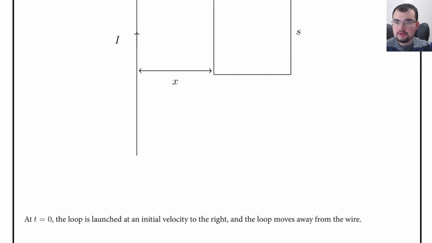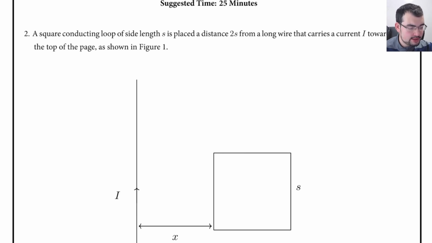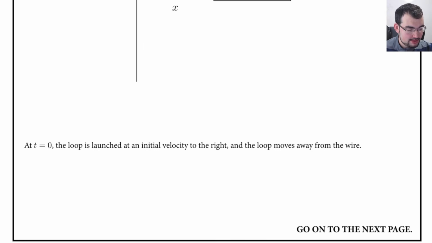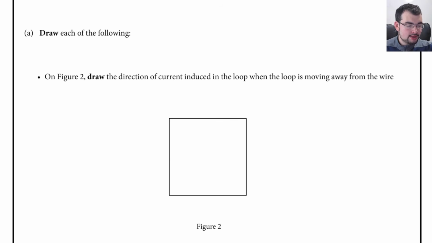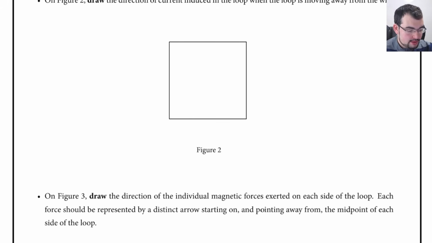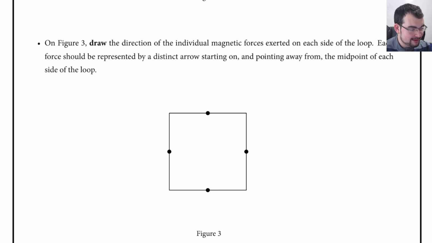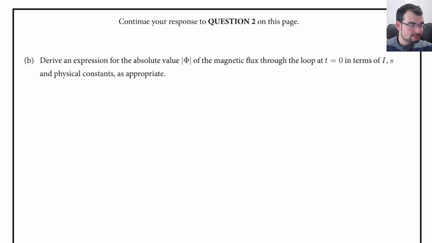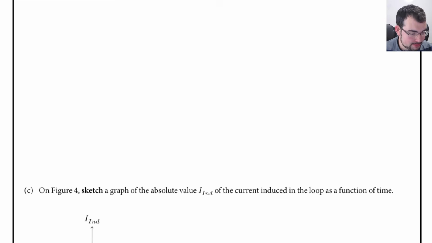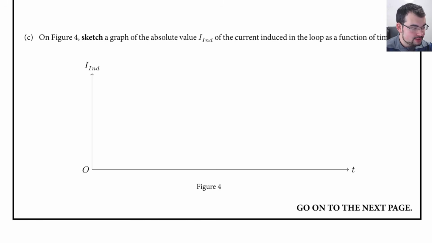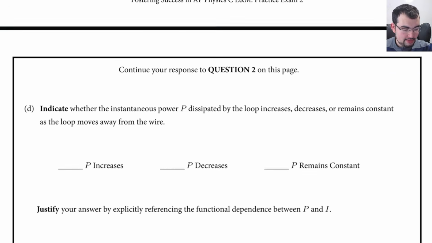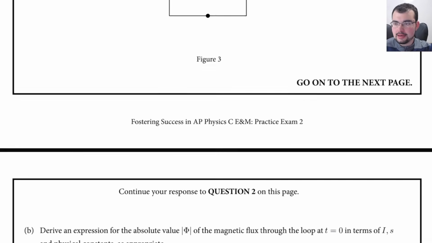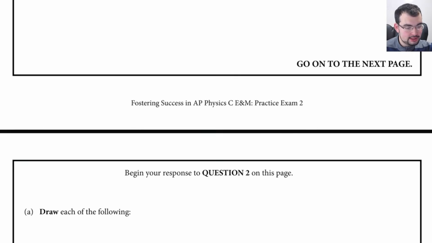So a good thing to do with the TBR is read A, B, and C, because a good TBR is about doing 3 problems in parallel. So we have to draw the direction of the current induced in the loop. So this is an induction problem. Then we have to draw the direction of the individual magnetic forces exerted on each side of the loop. Then for our derivation, we want to derive an expression for the initial magnetic flux through the loop. Then we want to sketch a graph of the induced current in the loop as a function of time. And then we have some sort of indication. So A, B, and C are related, and then D is like the extra extension.